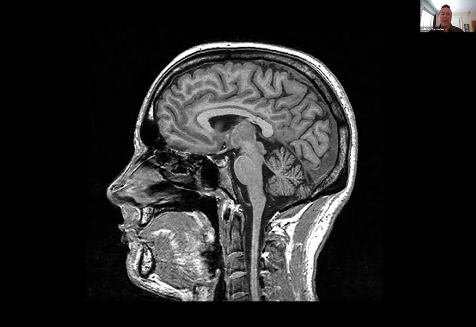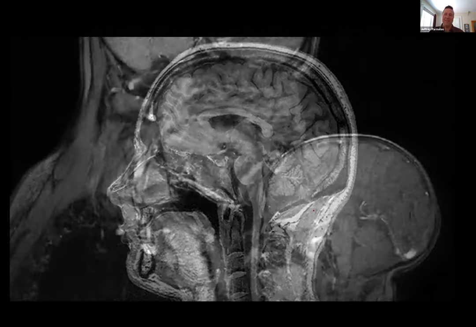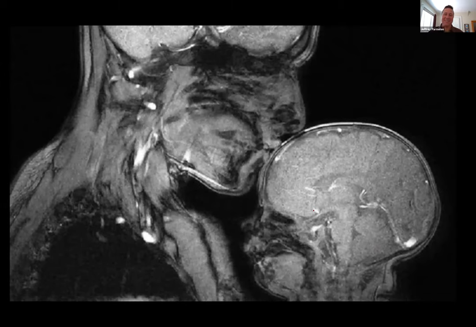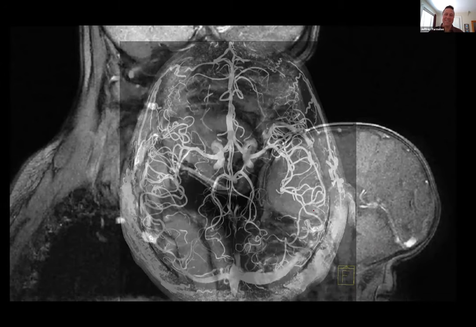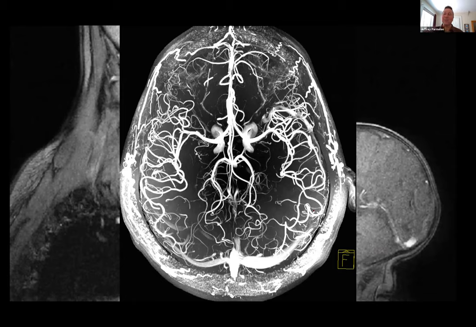I found some MRI images last night. Look at that, beautiful, showing all the soft tissue. Here's a mother and child on an MRI. Oh, look at that arteriogram, looking at the arteries in the brain. They put contrast in so you could see.